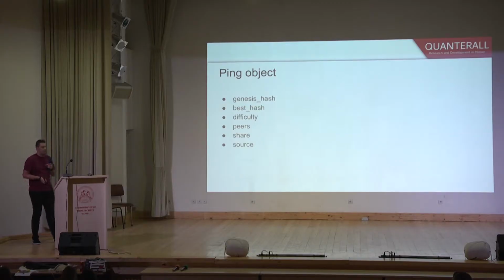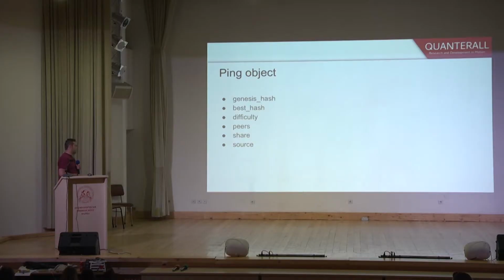And its respective values, where the genesis hash is actually the hash of the first block, which is hard-coded. The best hash is actually the top block hash of the header. The difficulty is calculated from the target, which controls the mining rate. You hand out the peers you're connected to. The share is an integer, which represents how many peers you want to share with him. And the source is the URI of yourself.